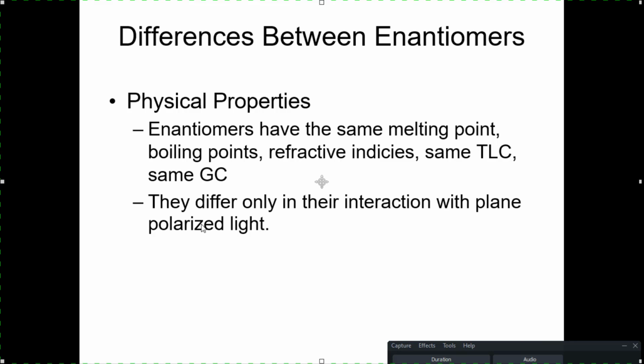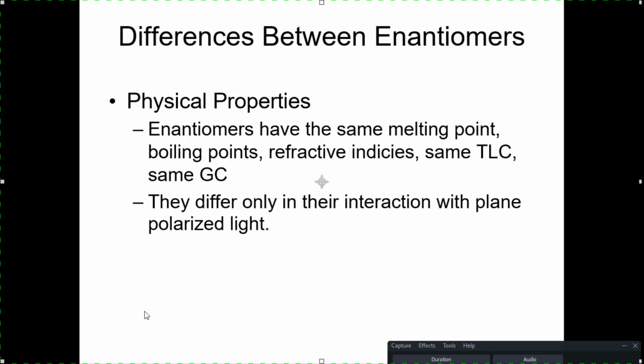Enantiomers have the same melting point, boiling point, and refractive index. If you put them on a TLC plate or a column chromatography, they would be the same spot. They would have exactly the same RF value. If you GC them, they give one peak. So the enantiomers are identical in all physical properties except one, and that's how they interact with plane polarized light.